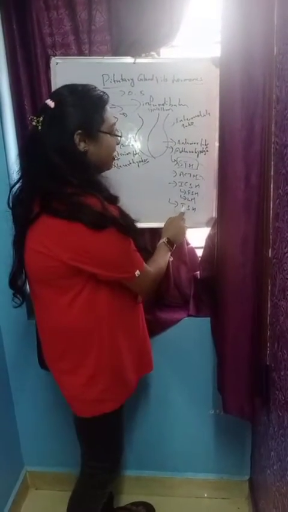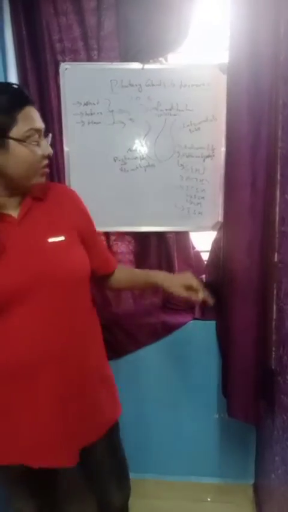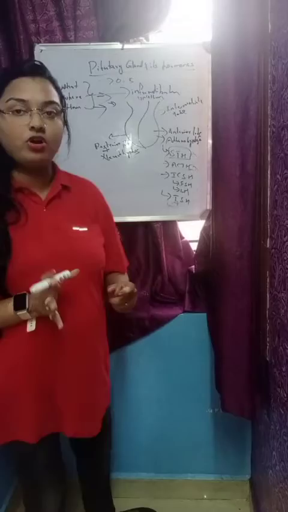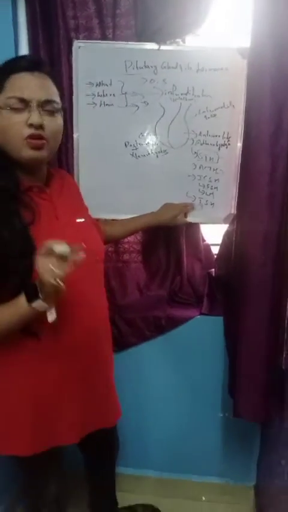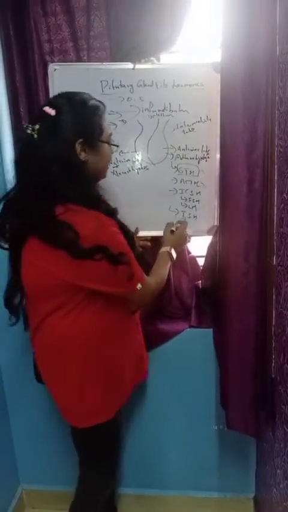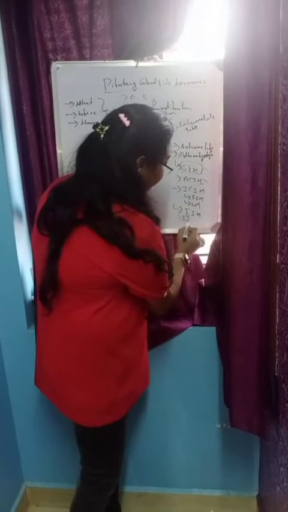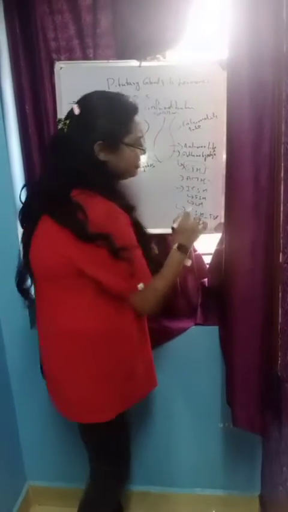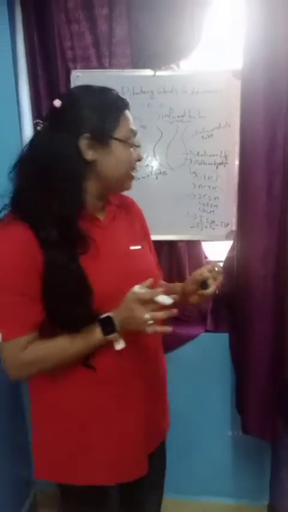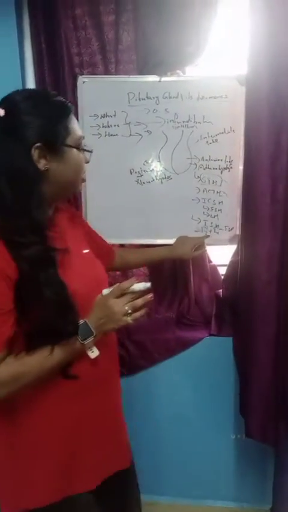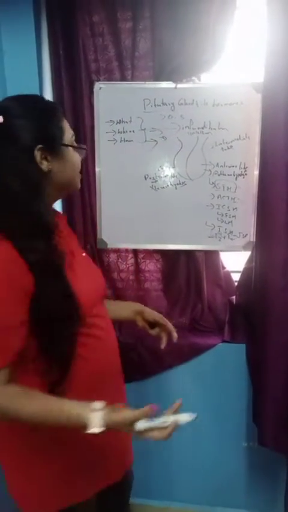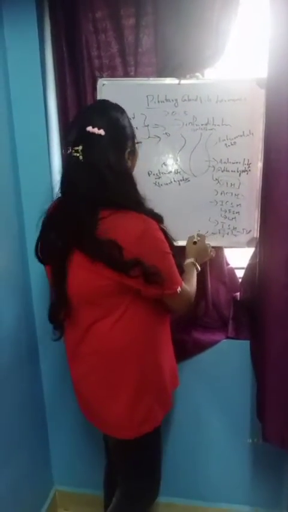TSH is thyroid stimulating hormone. This is common in male and female, but here the combination of T3 and T4 will regulate the TSH. T3 is triiodothyronine and T4 is tetraiodothyronine. Excess release of TSH will cause goiter.